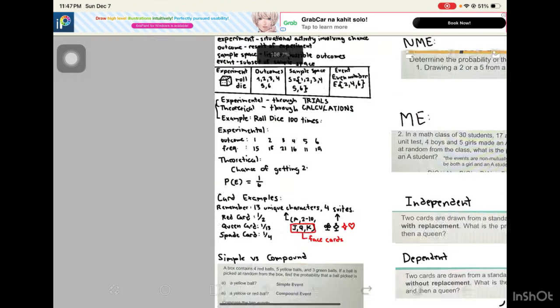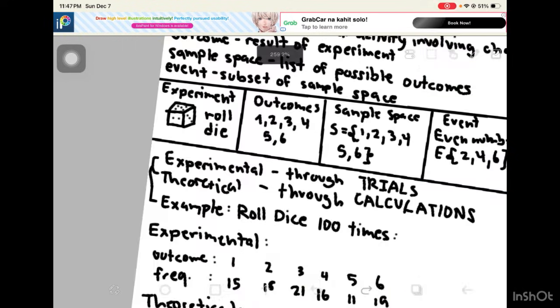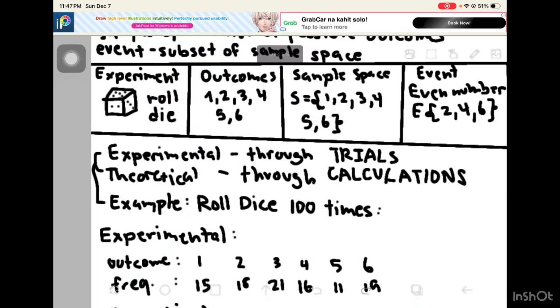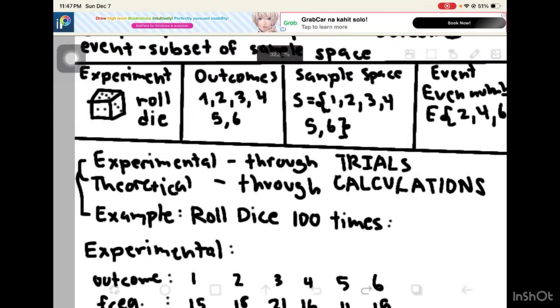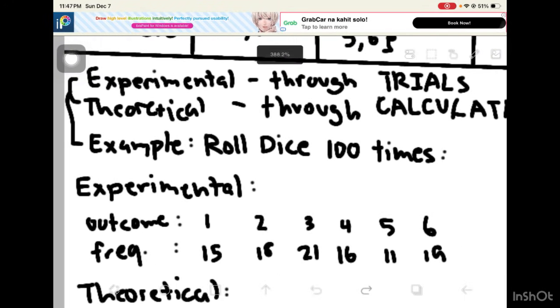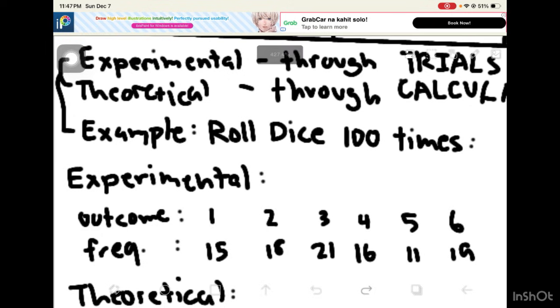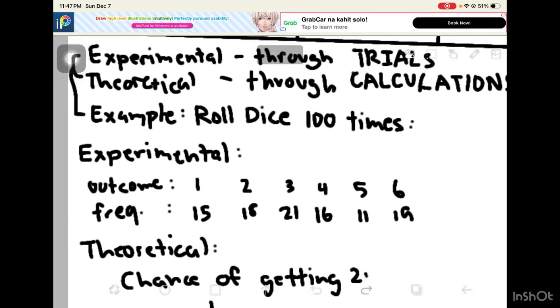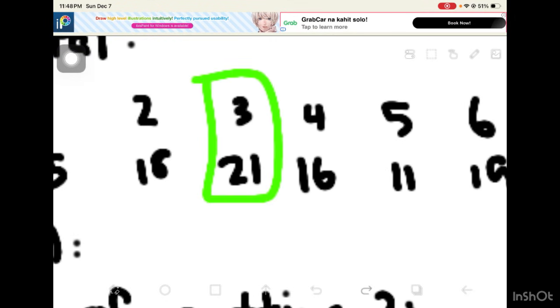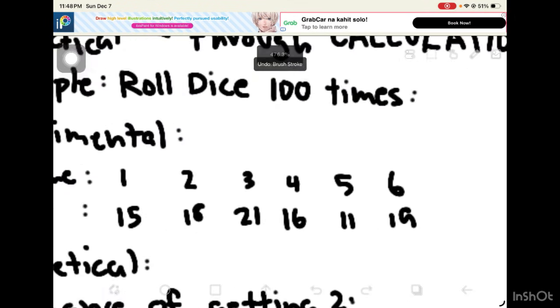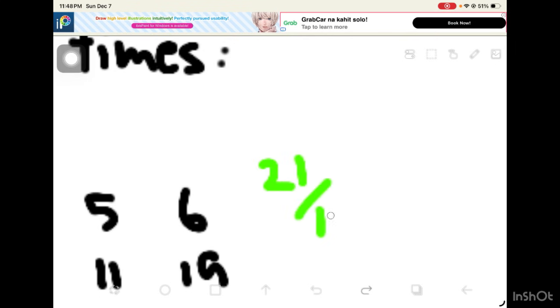Okay, now there's two types of probability we have here. This is the experimental and theoretical. So experimental is through the trials, meanwhile the theoretical is through calculations. So let's say we roll a die 100 times, and then let's say we get this table over here. That's what we call experimental outcome. And let's say based on this data, we want to see what's the chance of getting a 3. So a 3 in this case is 21. So the answer for the chance of getting 3 is 21 over 100.